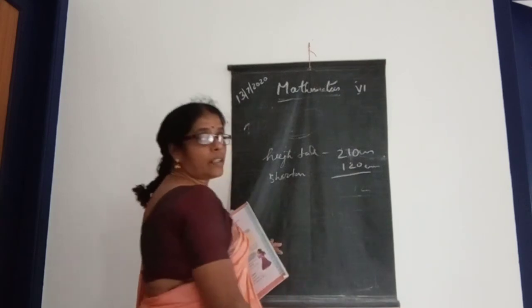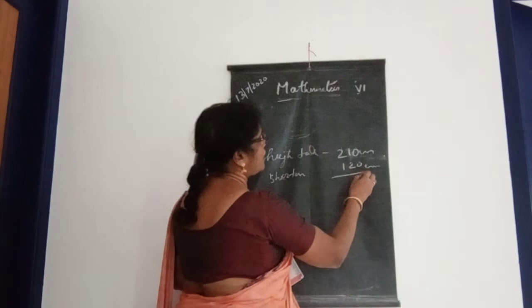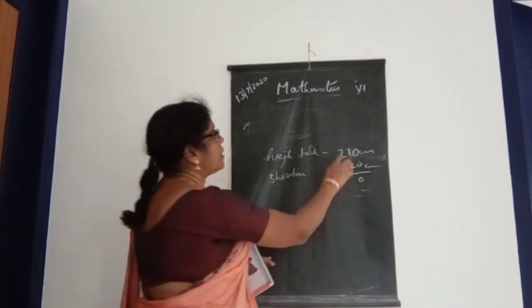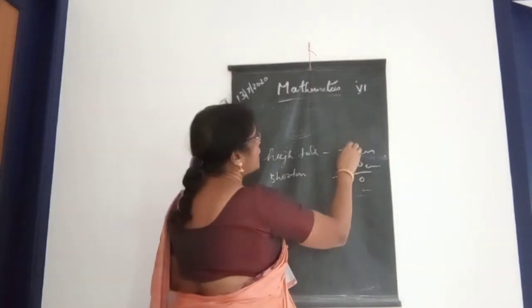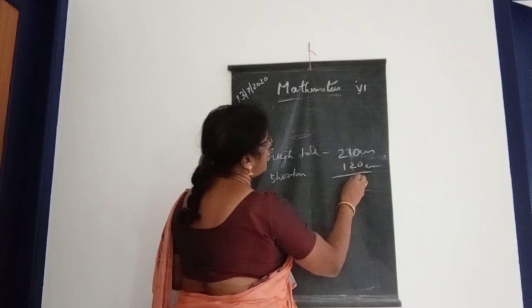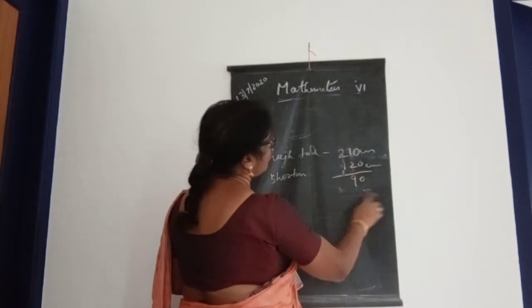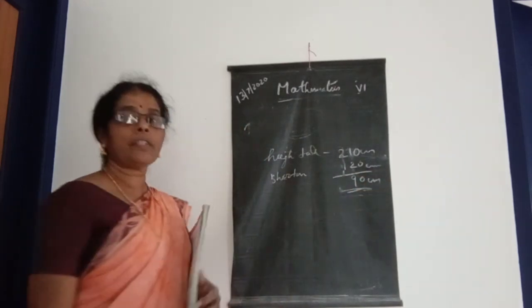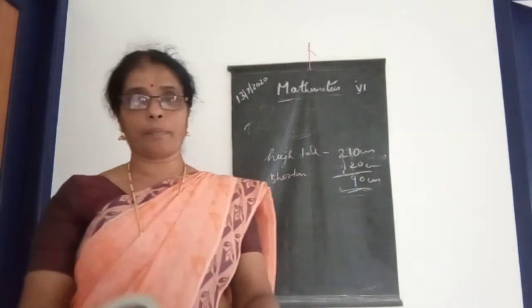210 minus 120. That is the difference of those two, isn't it? 0 minus 0, 0. 1 minus 2, that is not possible. So you can carry from here. You have to take 1 from here, isn't it? Then this 1 becomes 11. 11 minus 2, 9. And this also 1. 1 minus 1, 0, isn't it? So 90 centimeter, that is the difference between the shortest and the tallest persons.